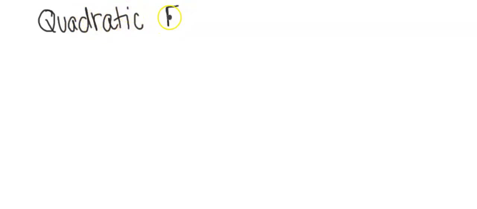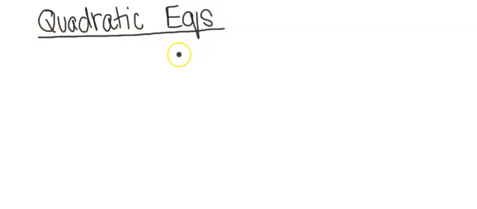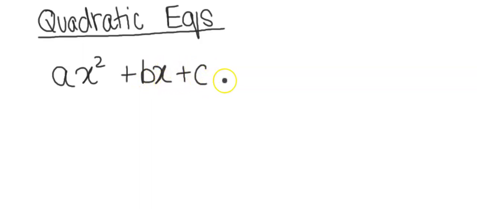Okay, now we are going to have a look at the quadratic formula very quickly. What is a quadratic equation? A quadratic equation is any equation in this form, which is ax squared plus bx plus c equals 0. Yep, that's a quadratic equation.